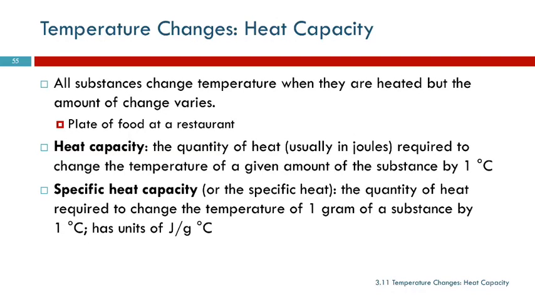So the term we use for this is heat capacity. It's the quantity of heat needed to change the temperature of a given amount of that substance by 1 degree Celsius. So if you have a high heat capacity, it means in order to increase the temperature by 1 degree, you're going to have to put a lot more heat into it. Something with a low heat capacity, you put the same amount of heat in, it's going to heat up much farther. It's going to have a bigger temperature increase.